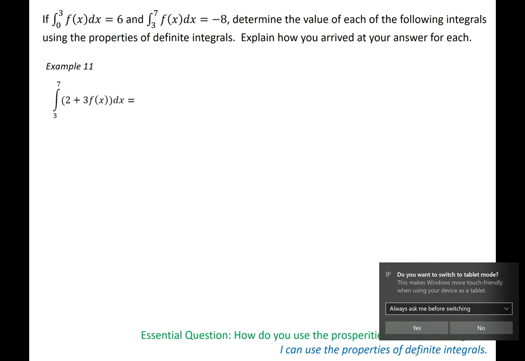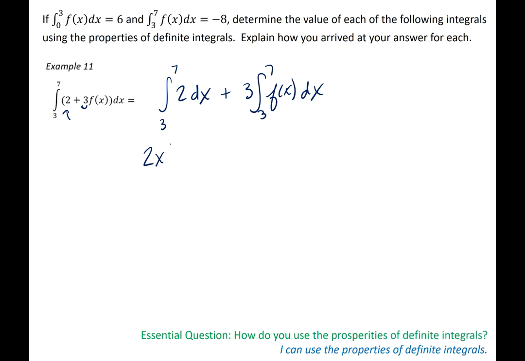All right, this one is 2 separate functions, so we're going to split it up into 2 separate integrals. At the same time I'm splitting it up, I'm going to move this out front. So I've got the integral from 3 to 7 of 2 dx. That's just this part. And then I'm going to add that to the integral from 3 to 7. I'm going to float the 3 out front of f of x dx. All right, when I integrate 2 dx, I know I get 2x, and that's just from our basic integral rules. And we're going to go from 3 to 7. And then when I integrate this, I know the 3 is just going to hang out. This piece I know is equal to -8, so I multiply by -8.